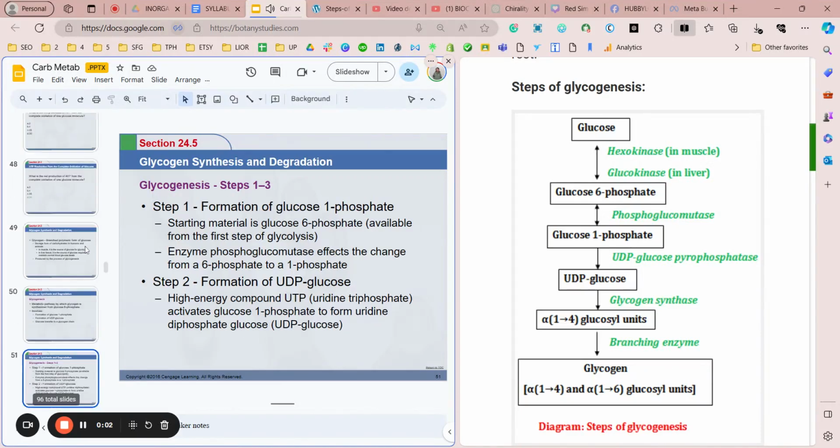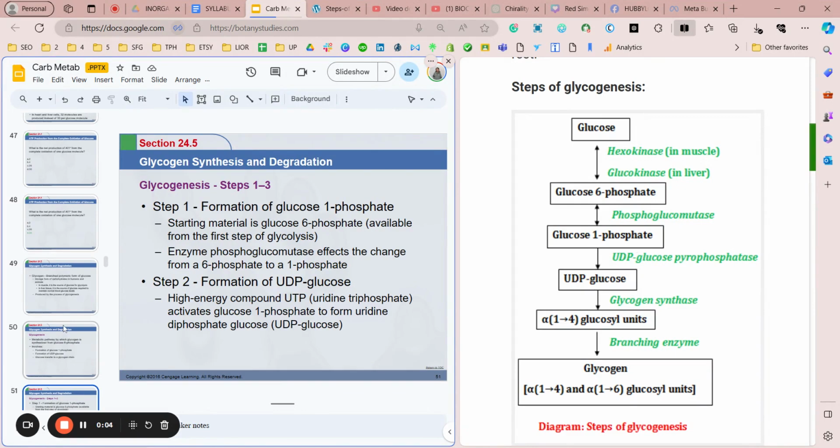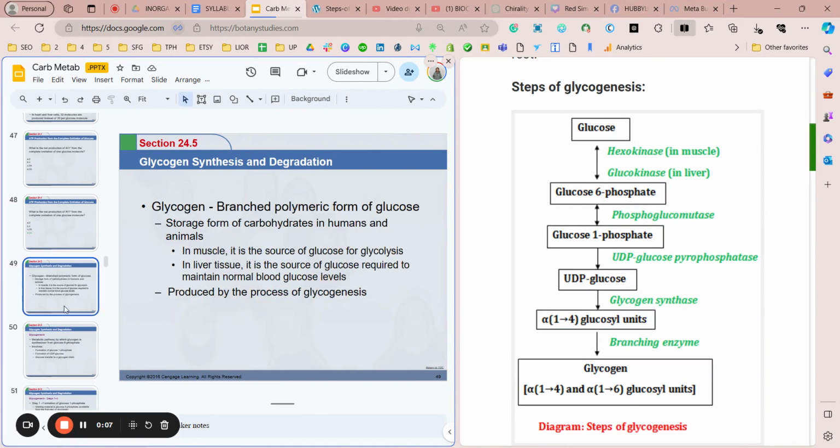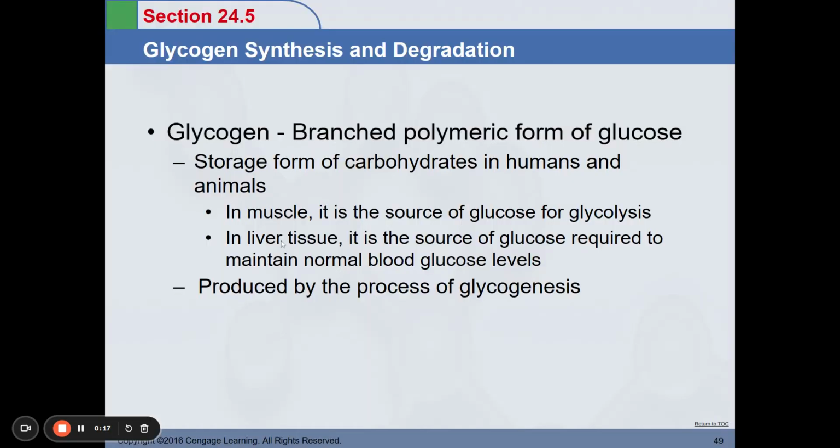Okay, so hello everyone. This is a continuation of our discussion of carbohydrate metabolism, and we are now going through the discussion of glycogen. Glycogen synthesis starts with the process we call glycogenesis. From its name, glycogen and genesis, this means the creation or production of glycogen.